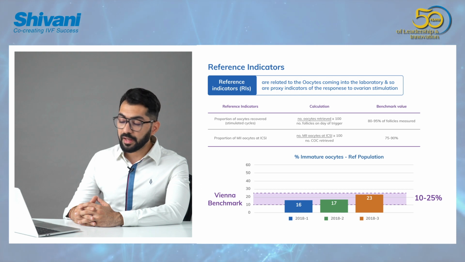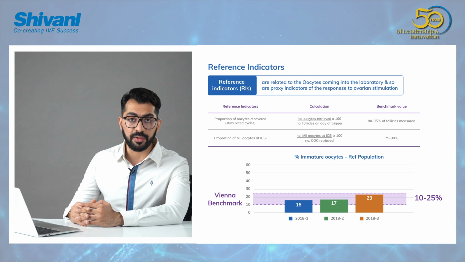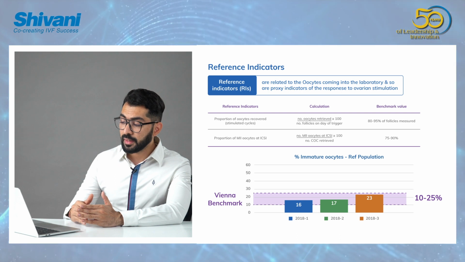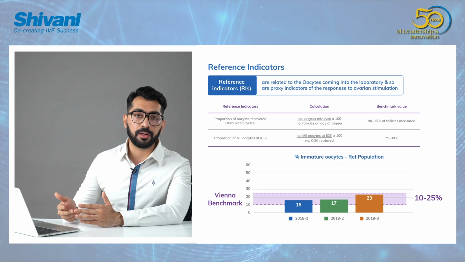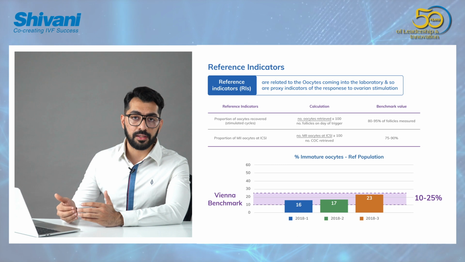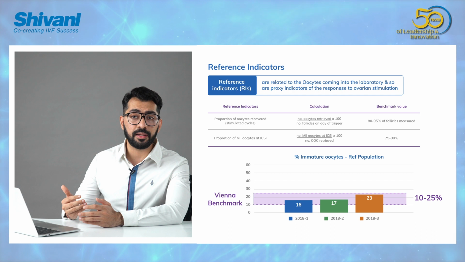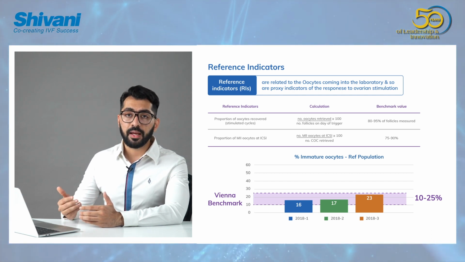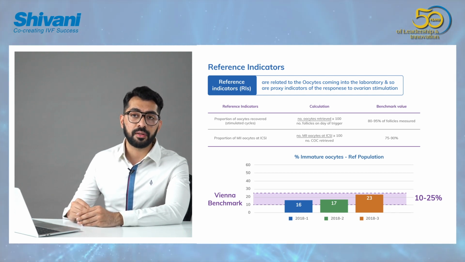The first reference indicator, the proportion of oocytes recovered, is calculated as the number of oocytes recovered divided by the number of follicles on the day of trigger, multiplied by 100 to get a percentage. Important to understand here is that the follicle size you want to consider is about 14 mm. So you count all follicles above 14 mm and use them in this calculation, then calculate the number of oocytes that you've recovered and come to a percentage.